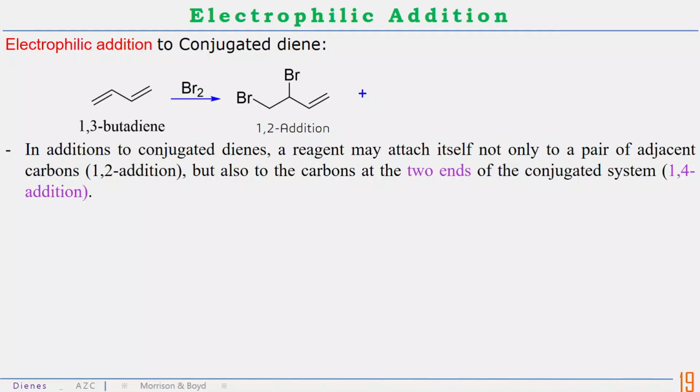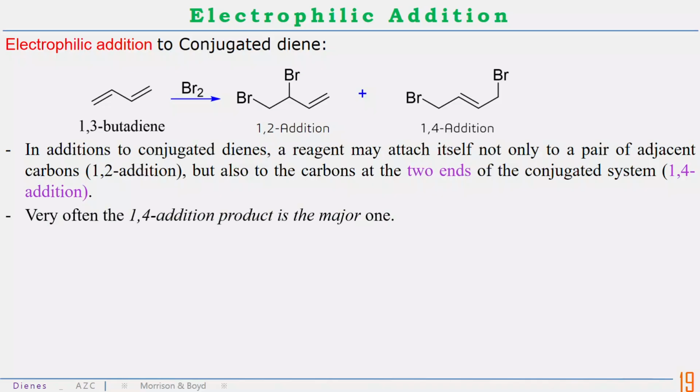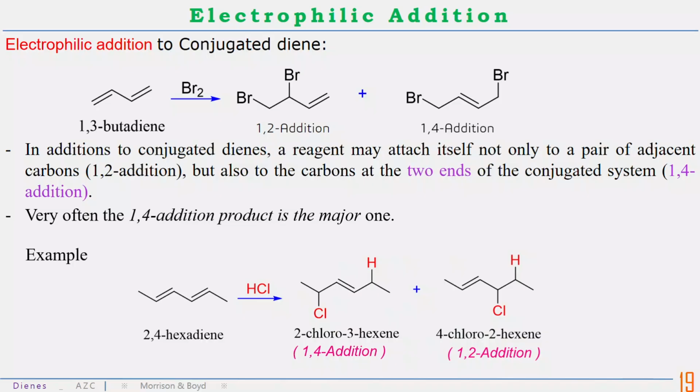Electrophilic addition to conjugated diene. In additions to conjugated dienes, a reagent may attach itself not only to a pair of adjacent carbons, that is, 1,2 addition, but also to the carbons at the two ends of the conjugated system, that is, 1,4 addition. Very often the 1,4 addition product is the major one. Example, 2,4-hexadiene reacts with HCl, gives 2-chloro-3-hexene and 4-chloro-2-hexene.